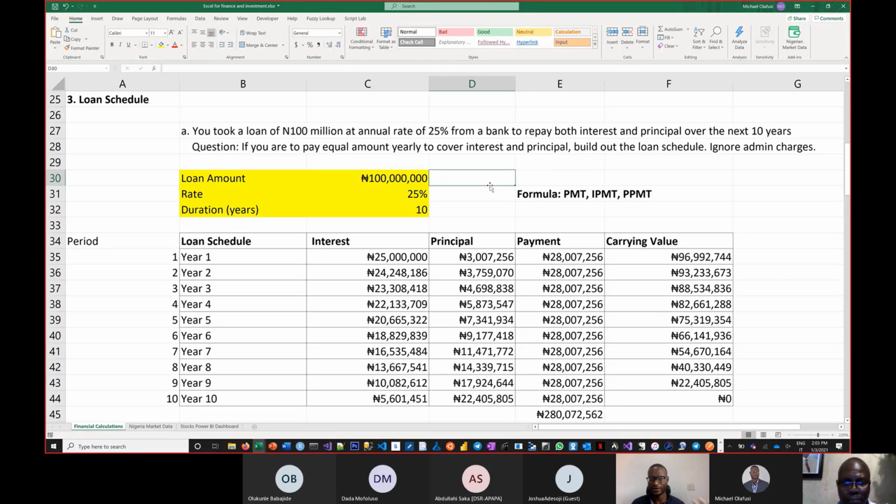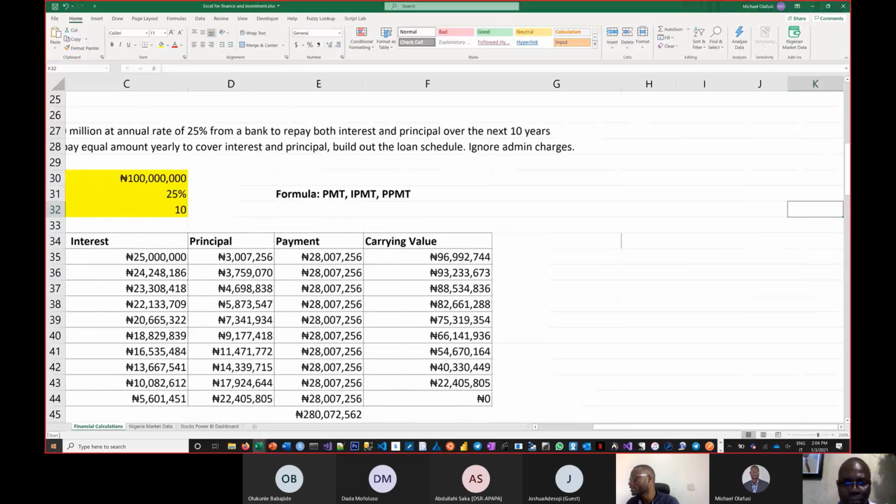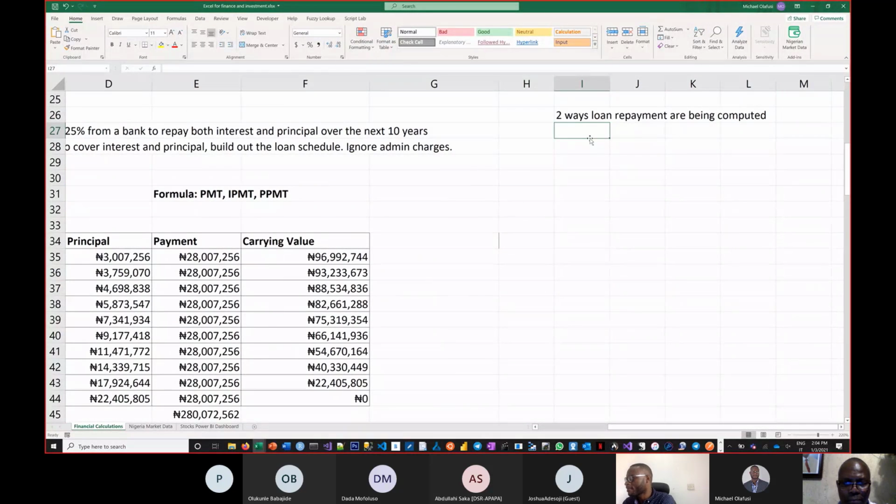These three are very constant and steady in every loan. Now where the difference comes about is that there are two major ways loan repayments are computed. Let me start with the kind of loans that end up being computed in those different ways.